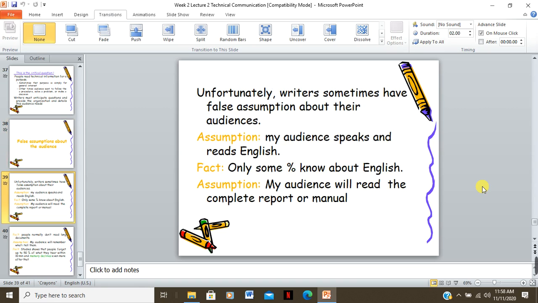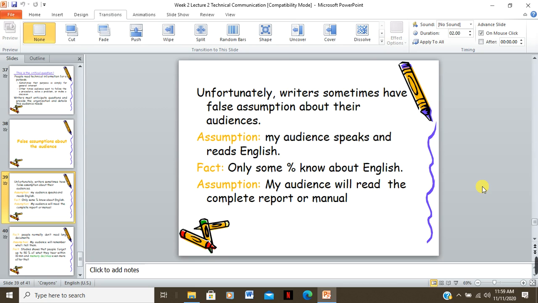Unfortunately, writers sometimes have false assumptions about their audience. Assumption: my audience speaks and reads English. This is another way of looking at this as well. At times we speak in a language that is befitting of a very highly technical audience, and the other person doesn't know anything about that. We must understand that there are only a few people who understand English. So while writing or speaking in English, we have to take care of this as well.